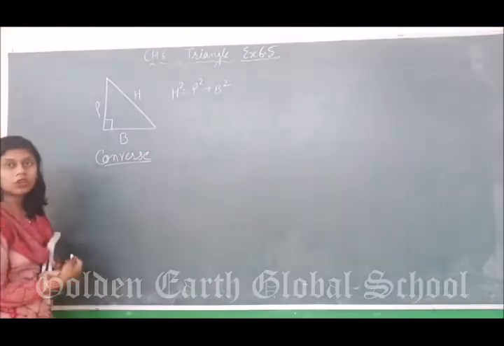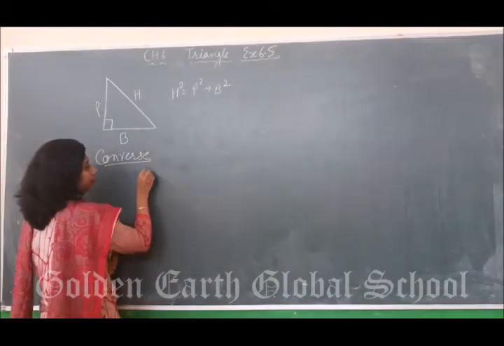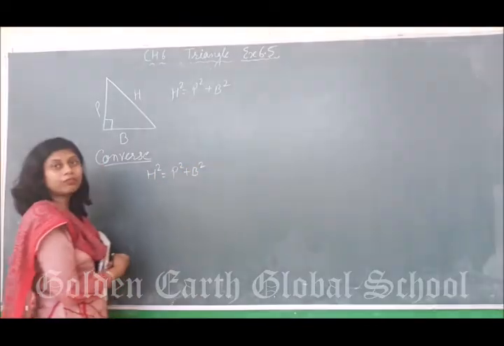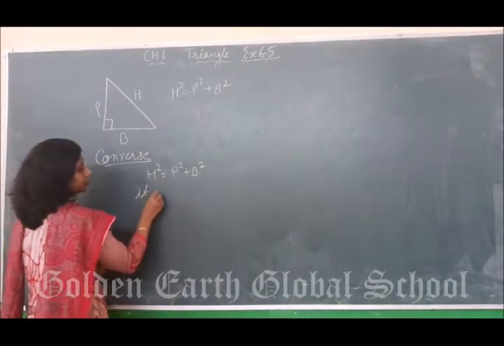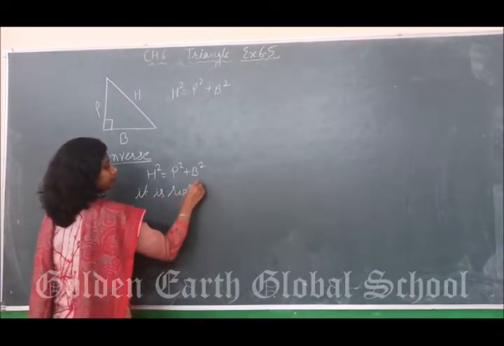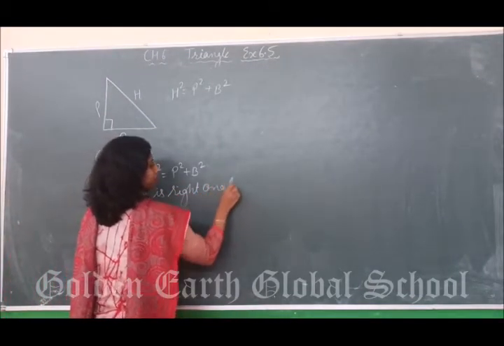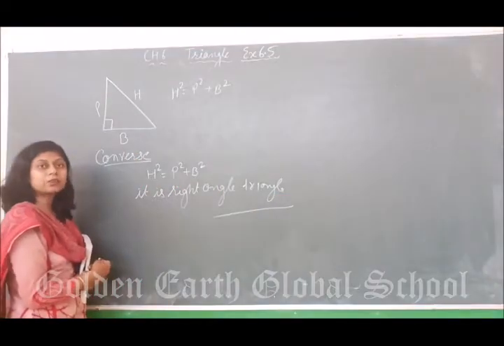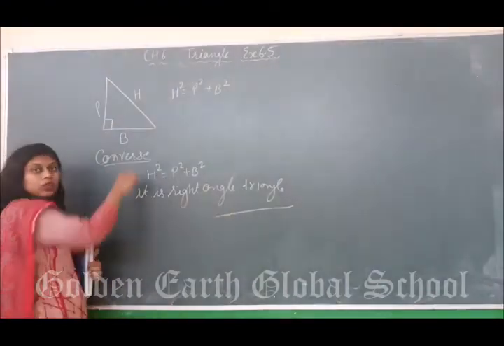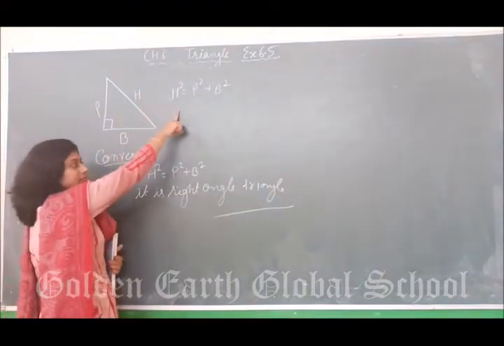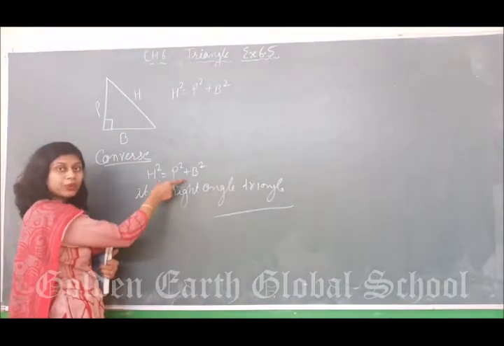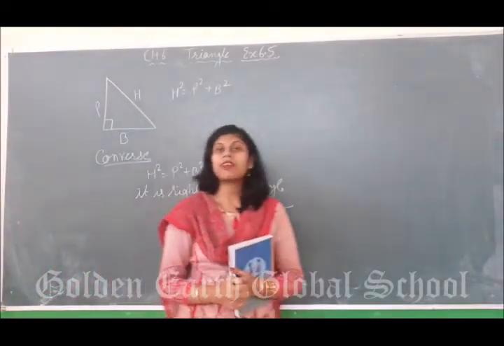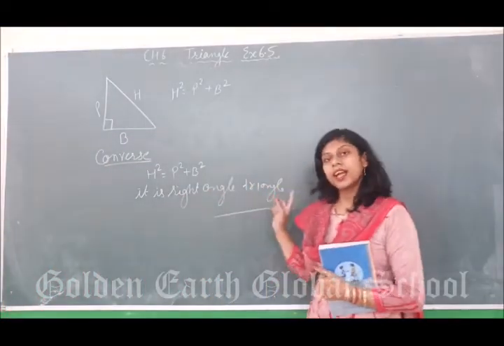And there is one converse of Pythagoras theorem. In this, if this result is given to you for a triangle, then we will say it is a right angle triangle. Clear? This is the converse Pythagoras theorem. In Pythagoras theorem, if a right angle is given, we will apply this result. If this result is given to you, then we can say according to converse Pythagoras theorem that one angle is 90 degrees. It means it is a right angle triangle.